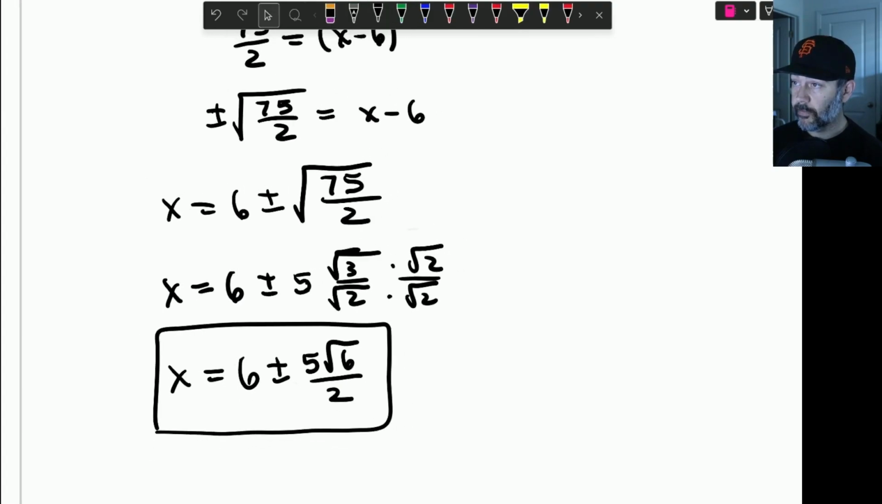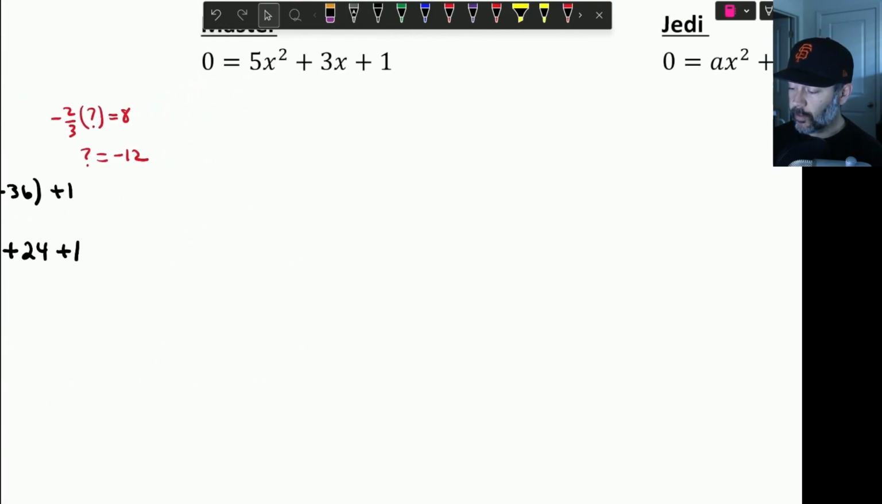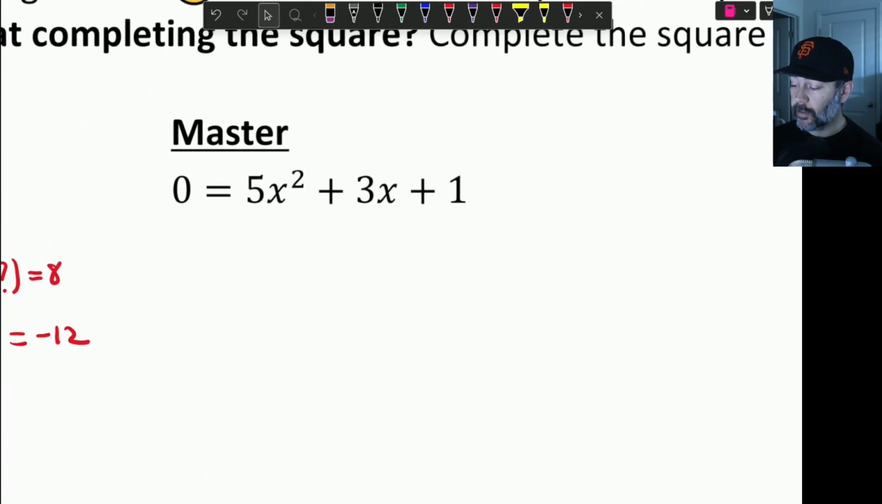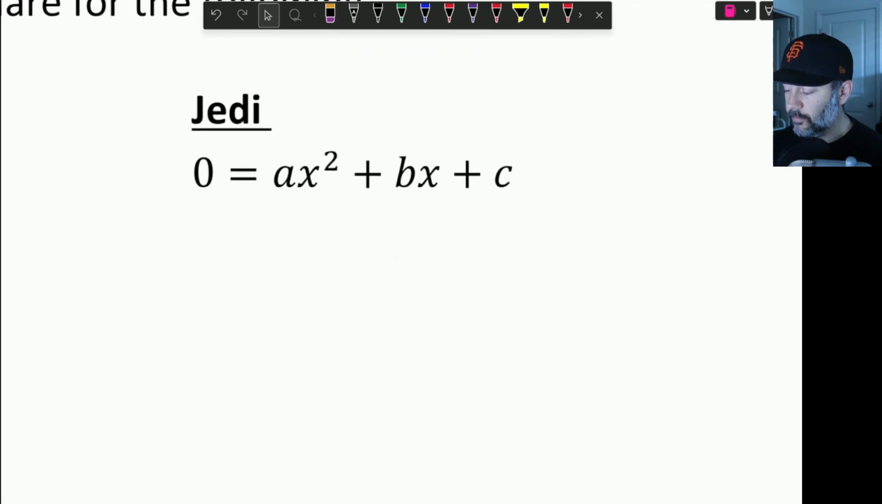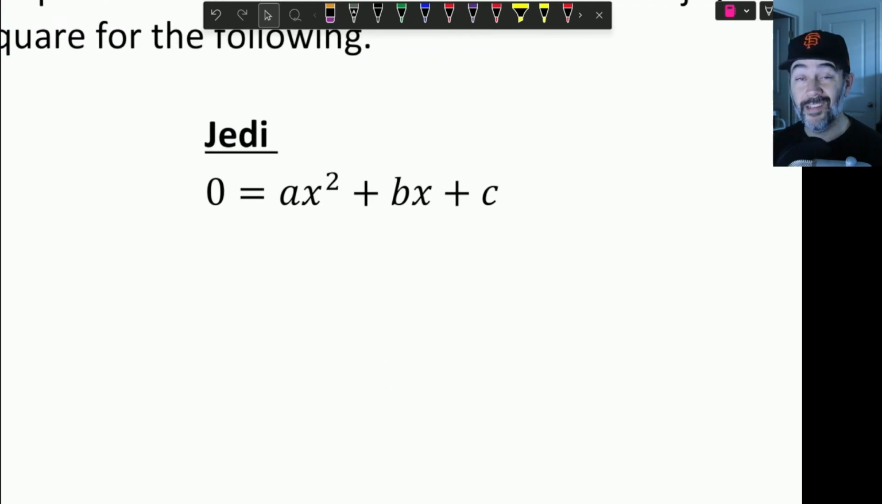Okay, that was a little bit more of an advanced problem. My master level problem is this one, so you should give it a try. On a follow-up video, I can do this one. And on a follow-up video, I will do this one where A, B, and C are unknown, and we solve it in general.